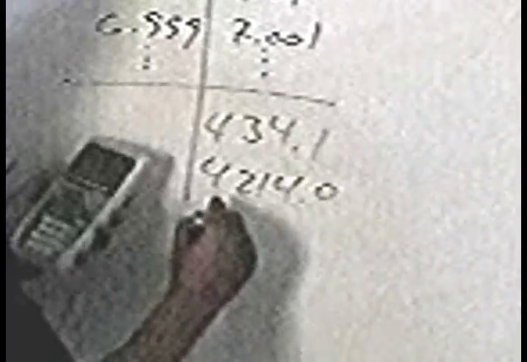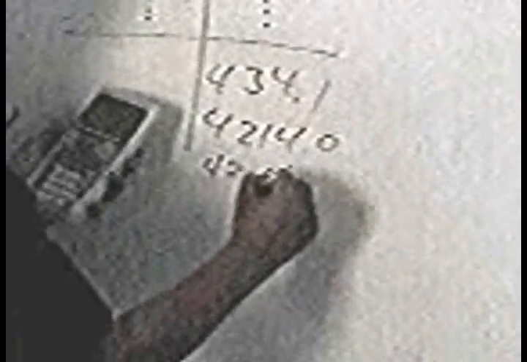I'm going to put in 7.1, and I'm getting 434.1. Then I'm going to put in 7.01, and now I'm getting 4,214.0. Now let's put in 7.001, and I'm getting 72,014. Okay, so this is getting larger and larger, so I know this is going to positive infinity.